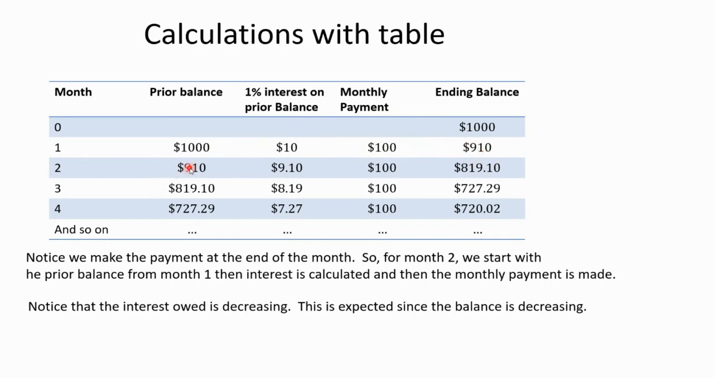Okay, so that's the balance. The same process happens again, right? This is compounded 1%, which is $9.10. That gets added on. You make another monthly payment of $100. And now the balance is going to drop down to $819.10.